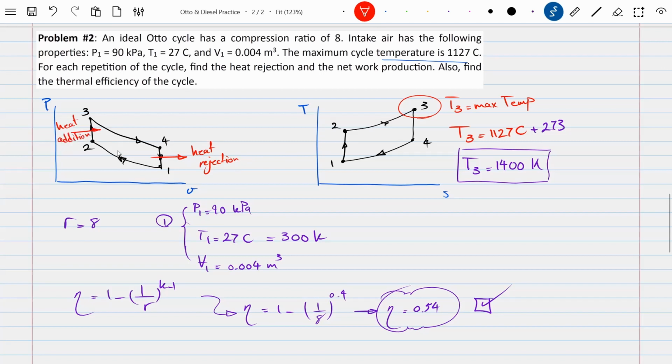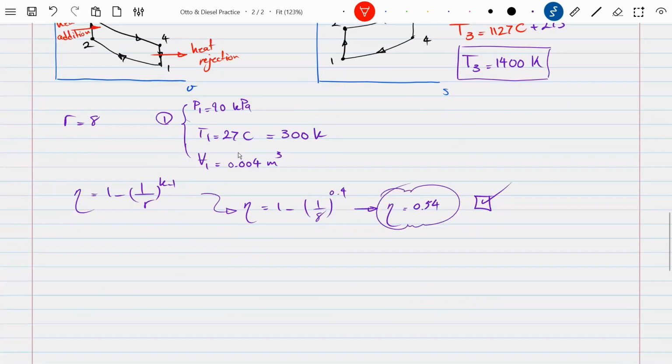So again, there are multiple ways of doing it. You can focus on heat rejection, or you can use the heat addition and then combine that with efficiency to find the net work. Your hands are open. You can tackle the problem however you want. I am going to tackle it from a heat addition perspective first.